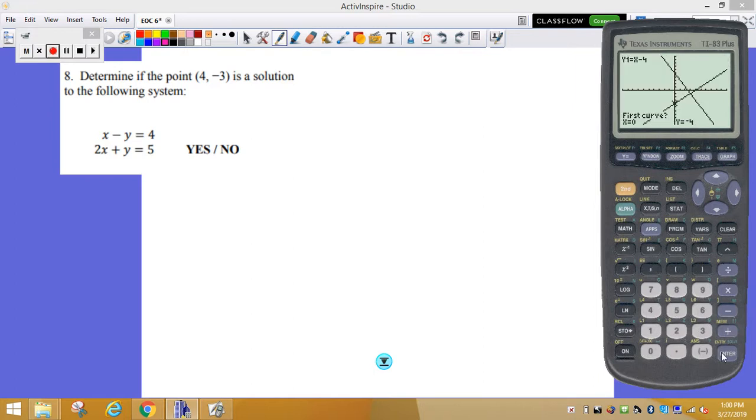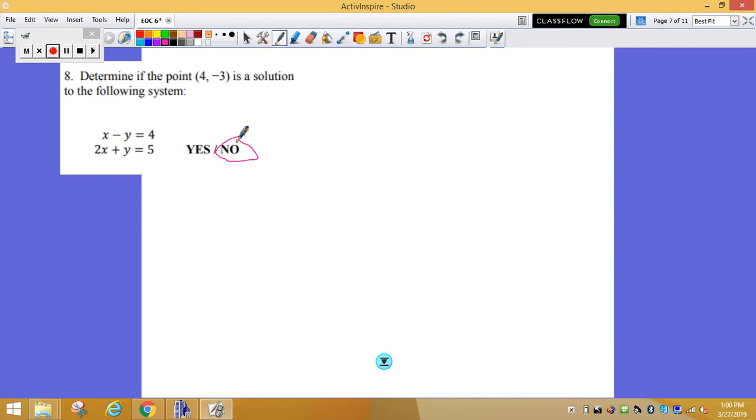Go to intersection, enter, enter, enter. And is 4, negative 3 the solution? No. The solution is 3, negative 1. So for this one, you would put, no, it is not a solution.